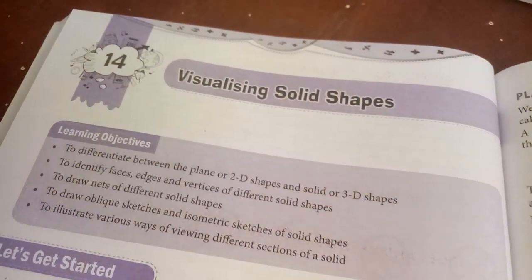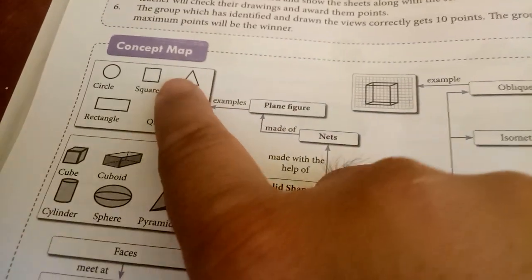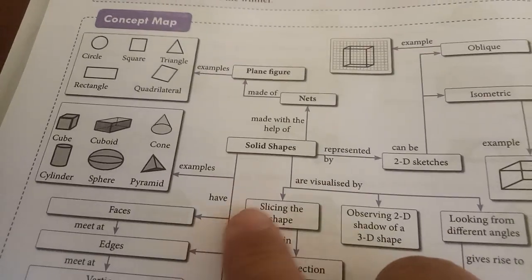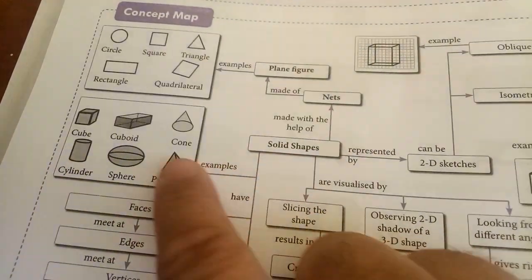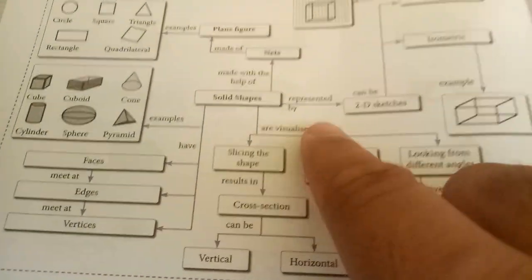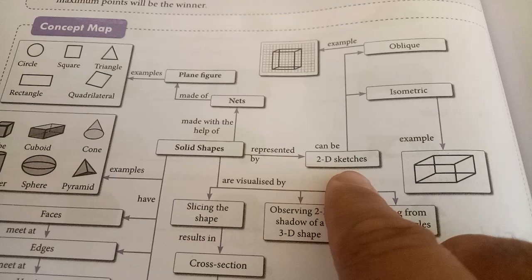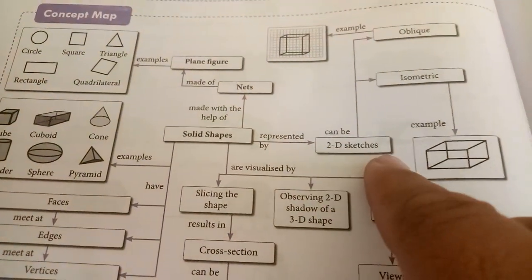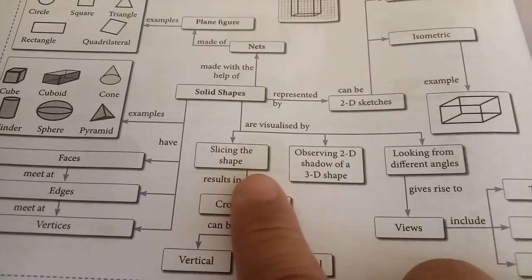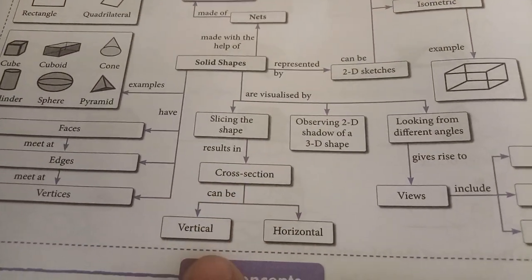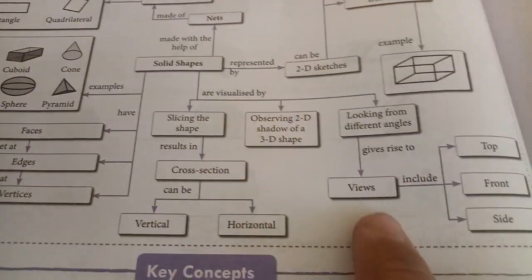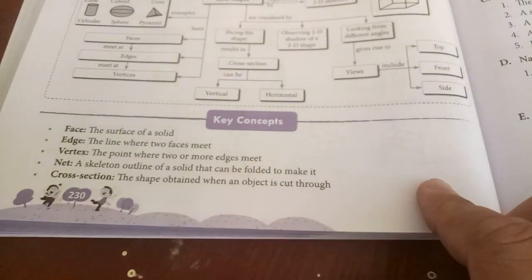Chapter 14, Visualizing solid shapes. Plane figures, for example circle, square, rectangle, quadrilateral, are made up of nets and solid shapes. Examples of 3D shapes: cube, cone, sphere. They have faces, edges and vertices, and are represented by 2D sketches, oblique and isometric. Solid shapes can be visualized by slicing the shape, and the resulting cross section can be vertical or horizontal, by observing the 2D shadow of a 3D shape, or by looking at it from different views, including top, front and side.